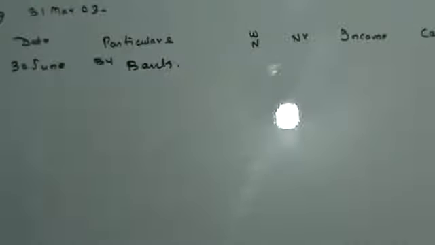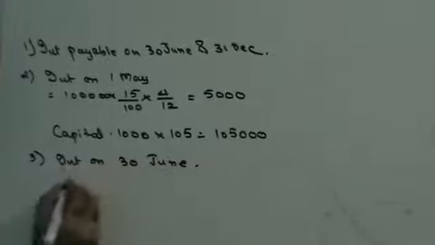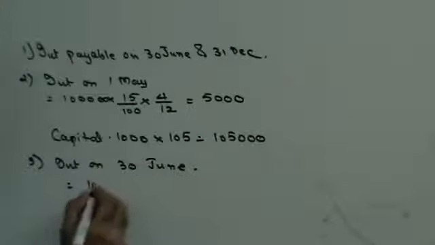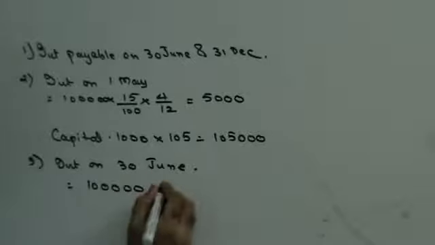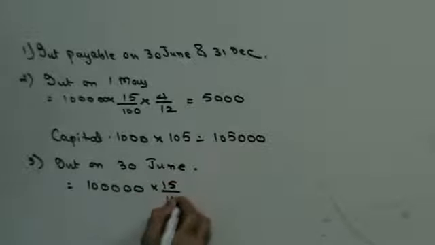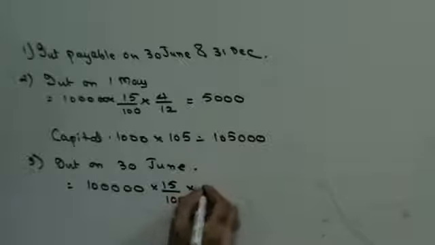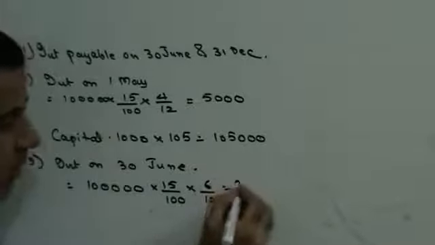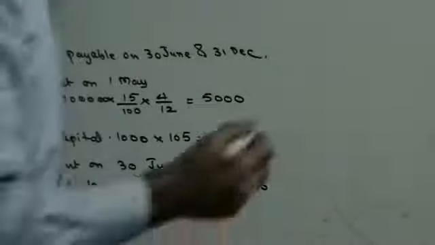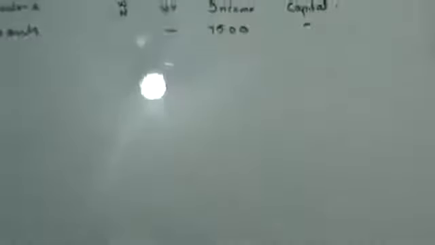Let's see the interest calculation, guys. Interest on 30th June. You have to pay interest as on the date. You have investment of 1 lakh on which you have to pay 15%, closest previous date, 6 months from 31st December to 30th June. Someone please calculate. 7,500. So you pay interest of 7,500.